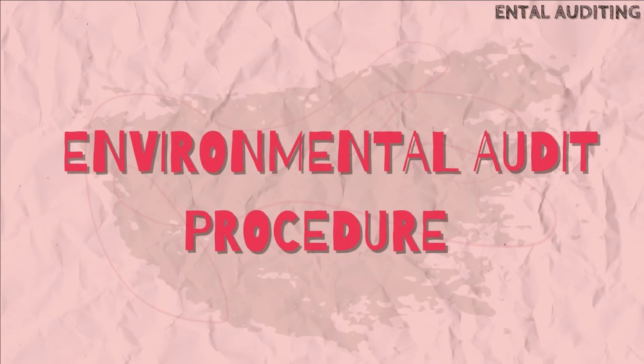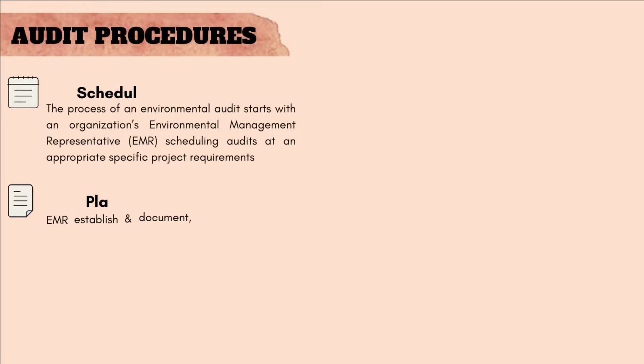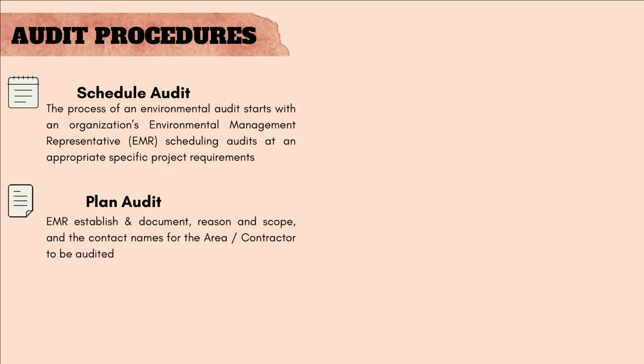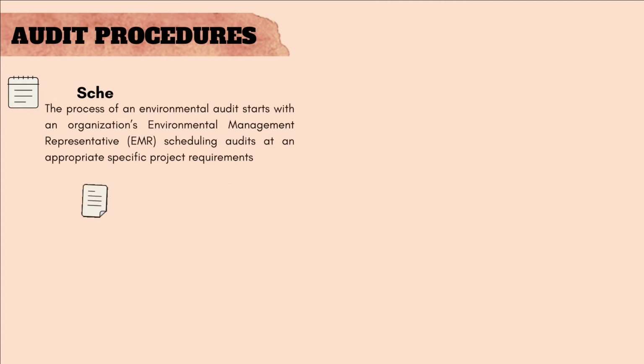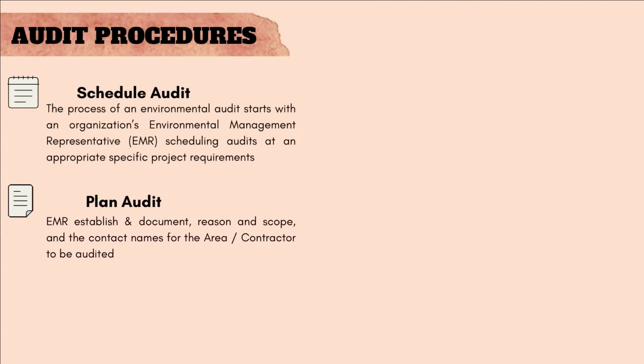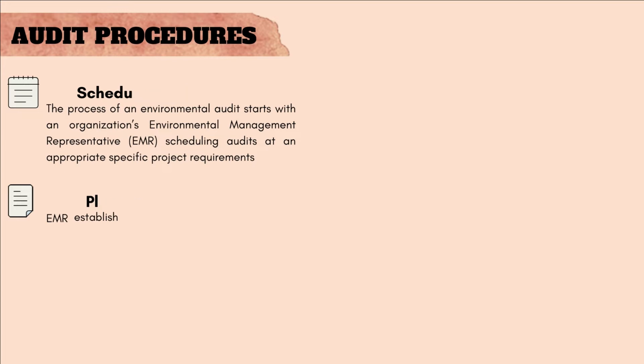Next is the procedure. The audit procedure consists of 5 stages that can be followed. First one is scheduled audit. The process of an environmental audit starts with an organizational environmental management representative (EMR) scheduling audits at appropriate specific project requirements. And environmental managers can determine how frequently the audit should be performed through consultation with the relevant government agencies.